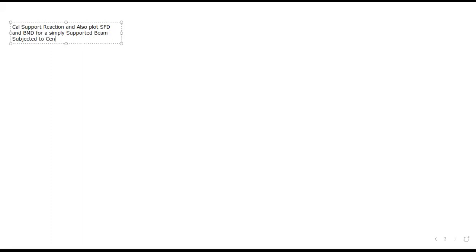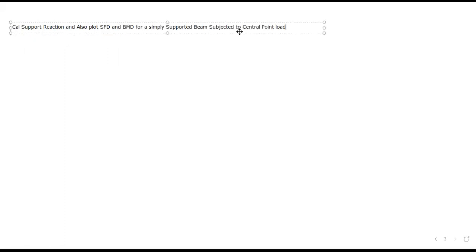central point. Okay, this much data is given. In this particular data, only this sentence is given. No further data is given. So now you have to decide which kind of beam is known as a simply supported beam and which kind of loading is given. In this particular data, only a sentence is given.